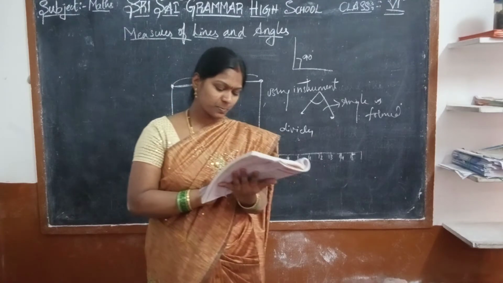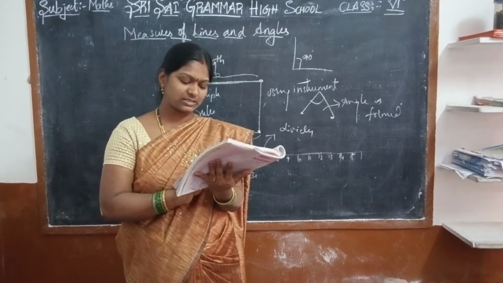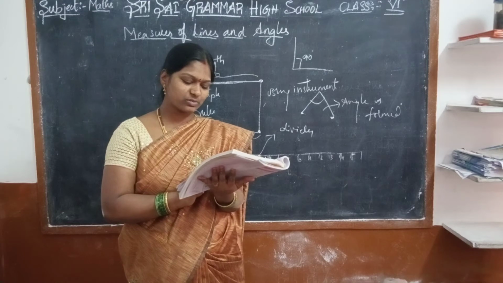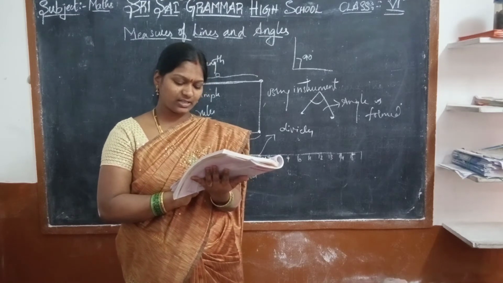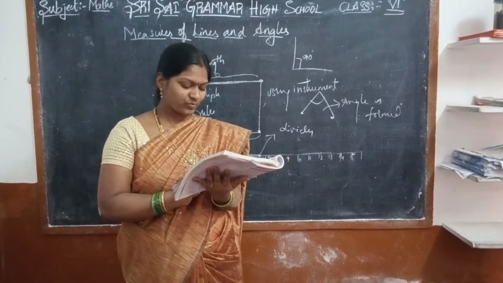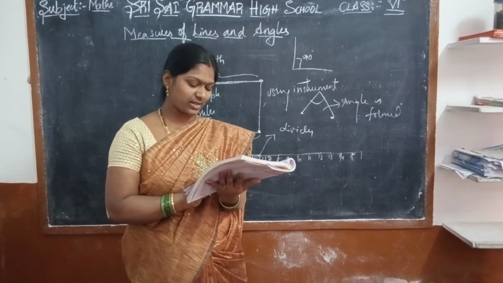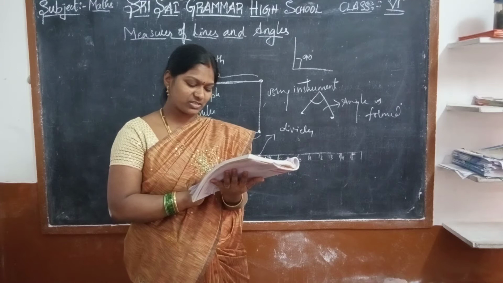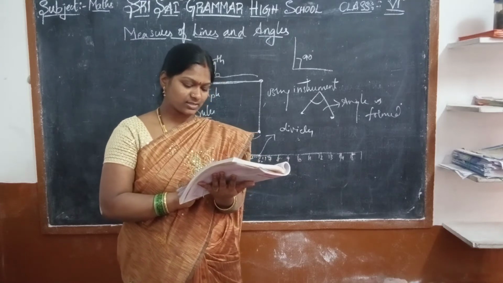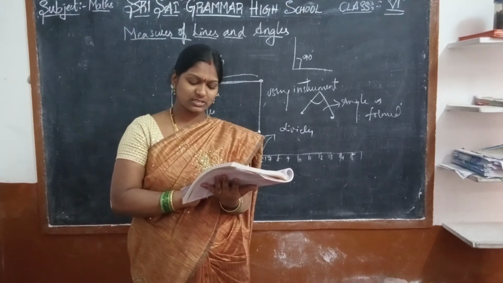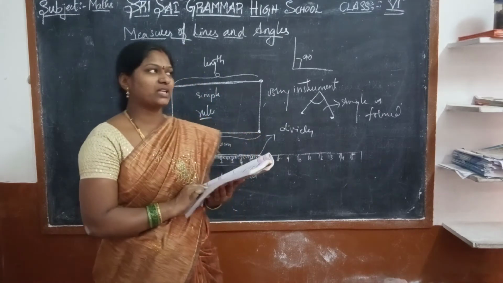The angle whose measure is less than 90 degrees is called an acute angle. The angle whose measure is more than 90 degrees is called an obtuse angle. The angle whose measure is exactly 180 degrees is called a straight angle. The angle whose measure is exactly 0 is called a zero angle. The angle whose measure is exactly 360 degrees is called a complete angle.